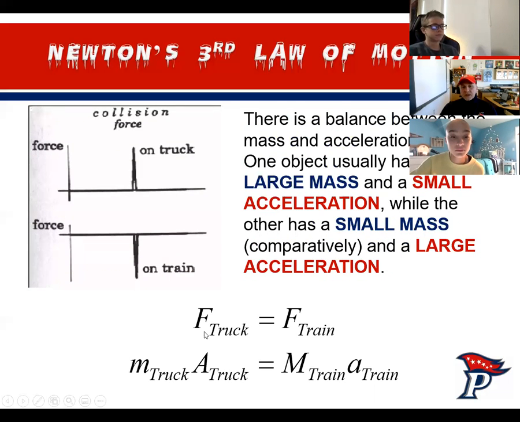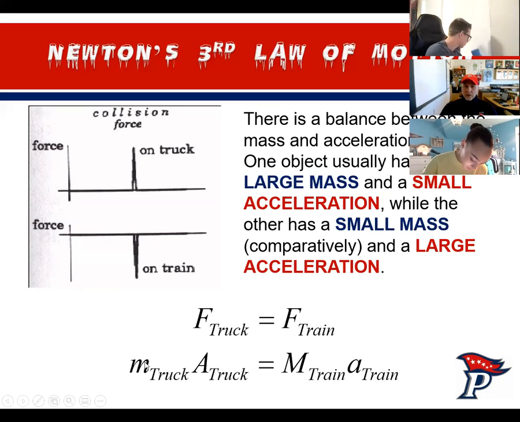This is leading us into the problem solving. We say the force on the truck is equal to the force on the train. Well, if they're the only two objects in our collision, then we know that an unbalanced force equals m times a, right? An unbalanced force equals m times a. Now, the mass of the train is going to be huge compared to the mass of the truck. That's why I use a little m and a big M.